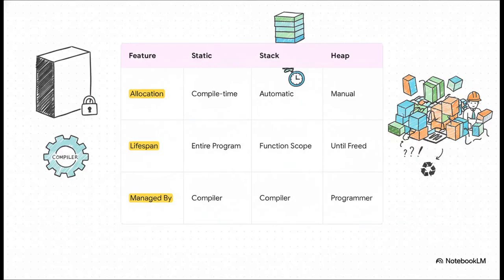So if there's one thing to take away here, it's understanding the different jobs these three regions have. This slide just lays it out perfectly. Static memory is for the entire life of the program, and the compiler handles it. The stack is temporary, for just a function scope, and again, the compiler's got it. But the heap? Well, the heap is all on you.